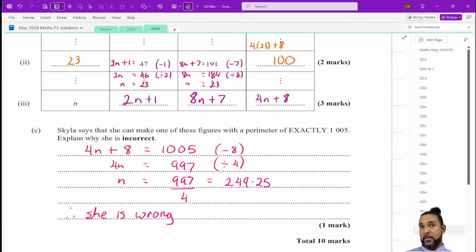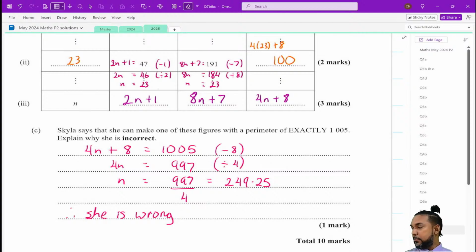If you explain it properly, you should be able to get it. There's only one mark, you know? They could say 4 times n is even, 8 is even, the sum of two even numbers is even. Therefore, Skylar is incorrect.